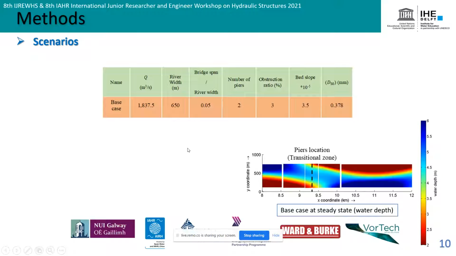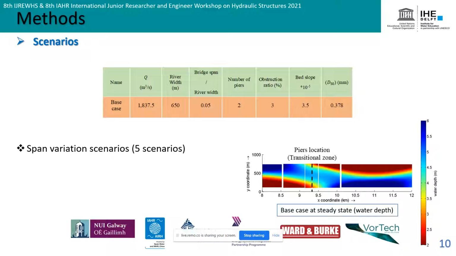Here is the base case scenario we will use. We use the average discharge of the Nile River reach, and also the average river width, and all characteristics of the Nile River reach, like D50 and the bed slope.